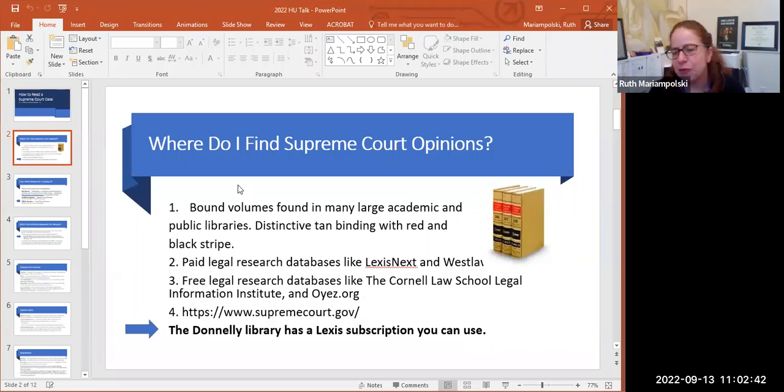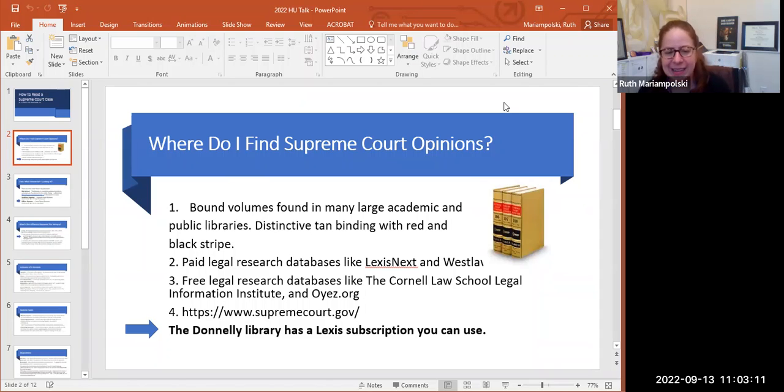Okay. So the first thing I want to put forward is, you may be wondering, where do I even find Supreme Court opinions? The good news is they're actually fairly widely available. Bound volumes are found in many academic and public libraries, and when you look over here at the little image I've provided, you may recognize those tan, red, and black volumes from the backgrounds of many legal TV shows.